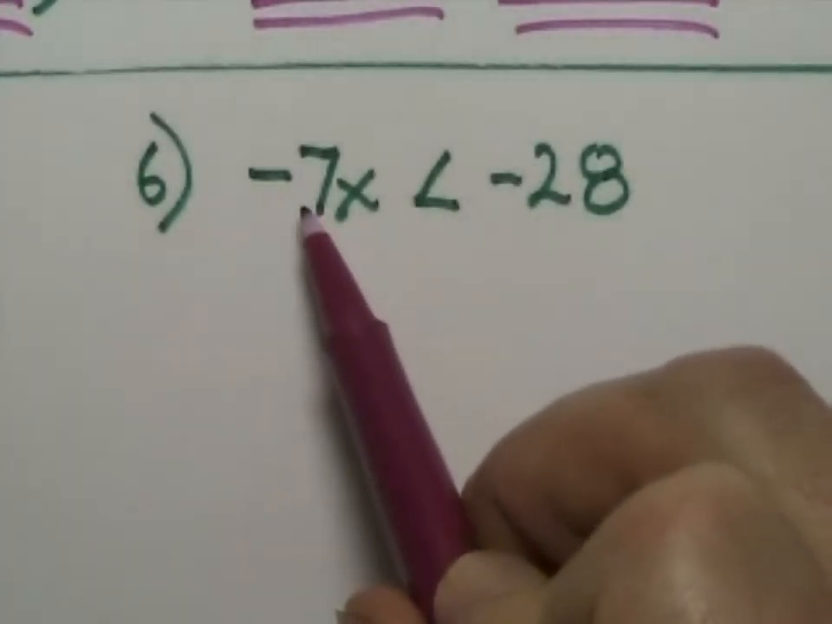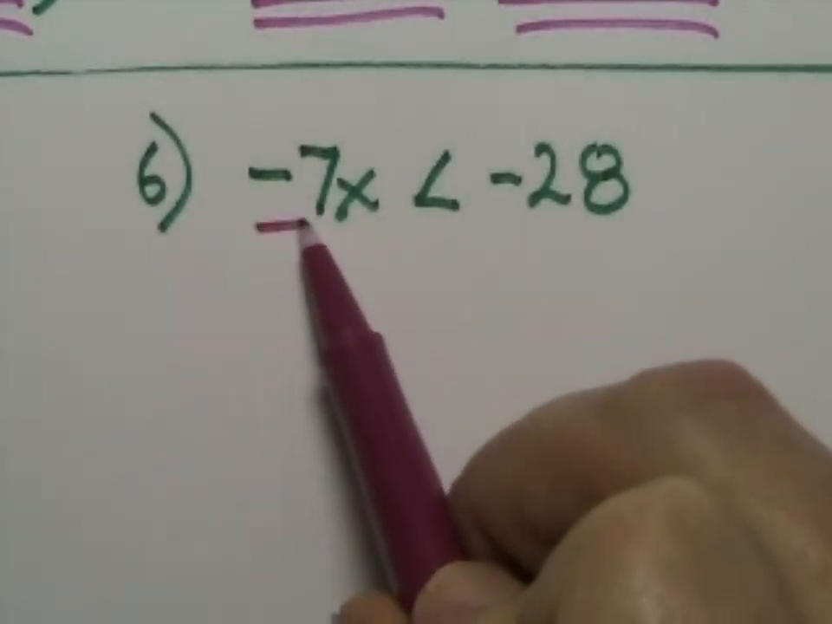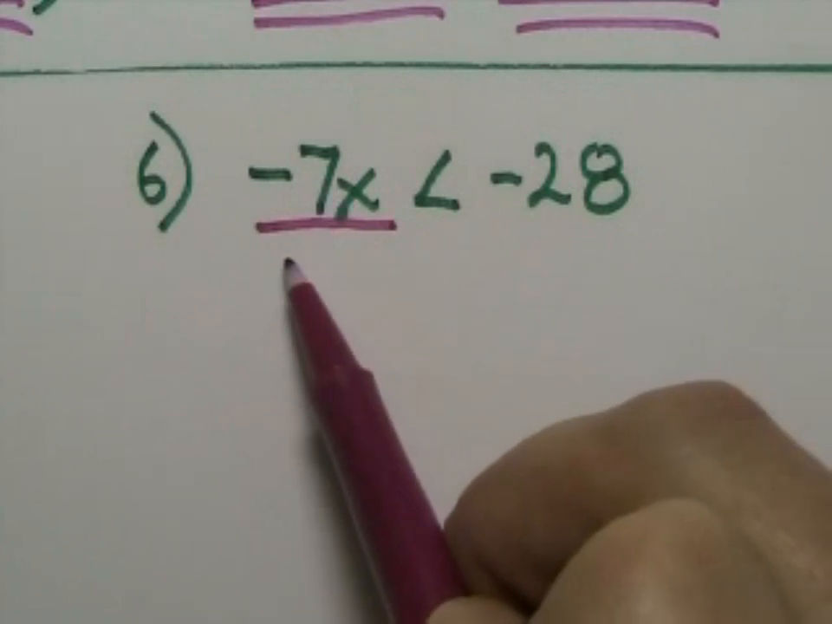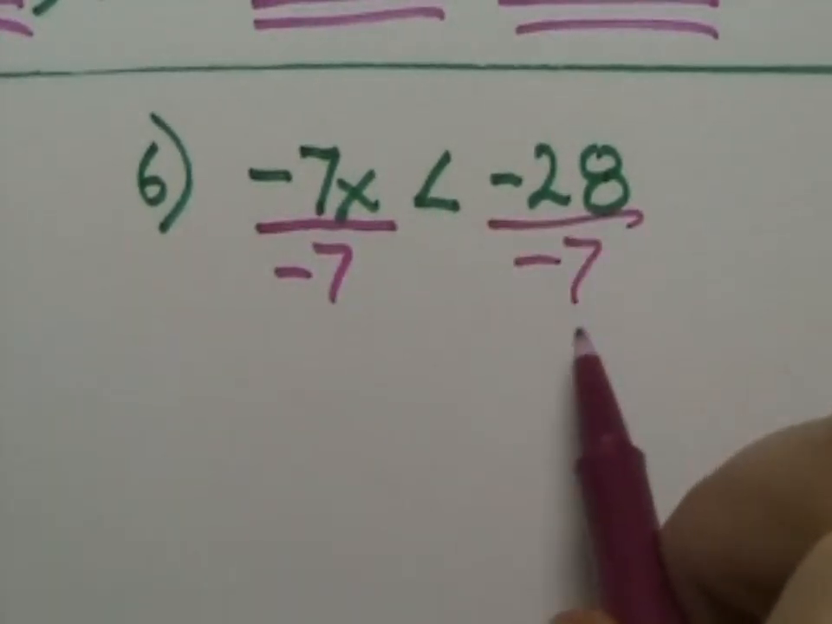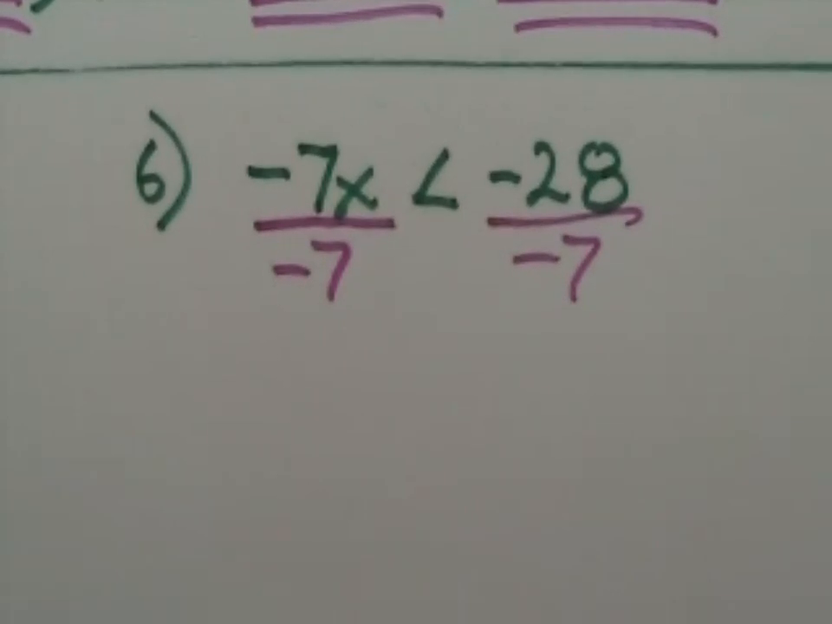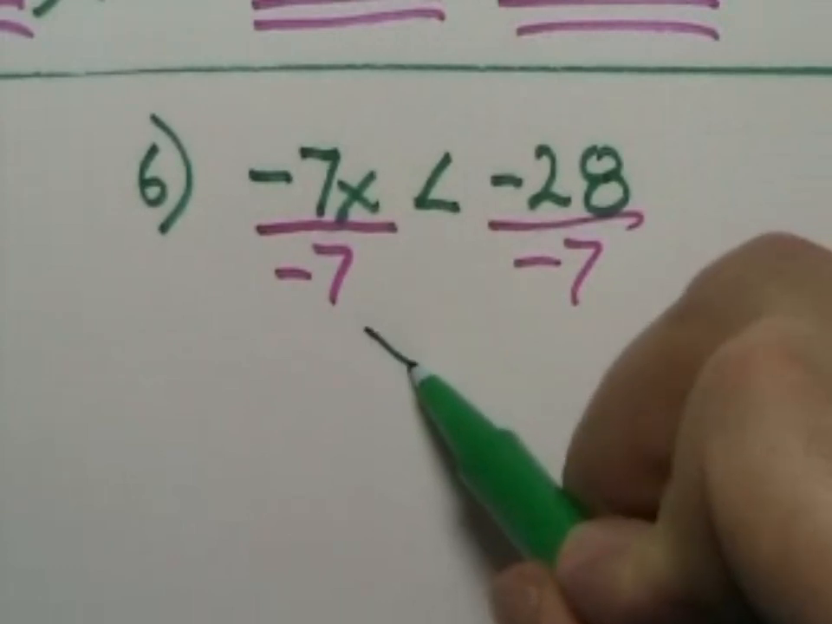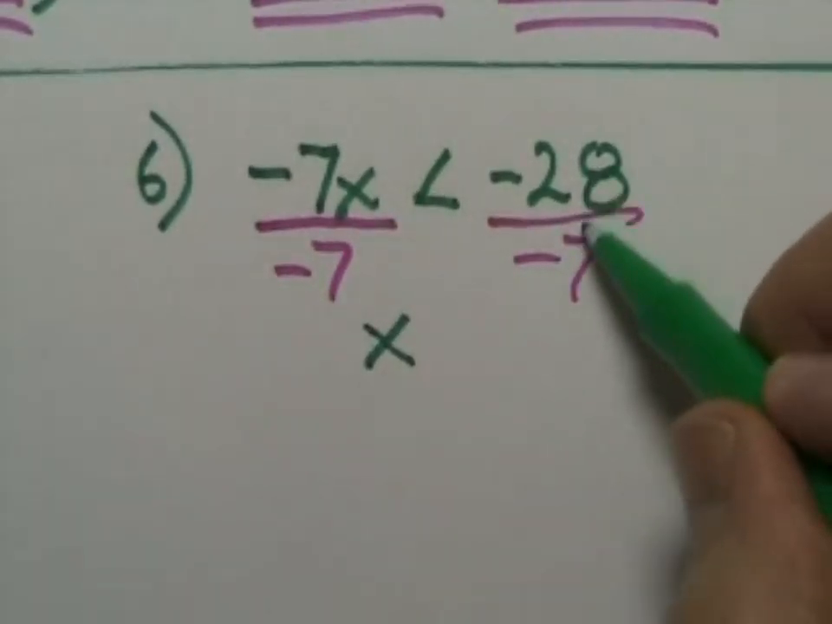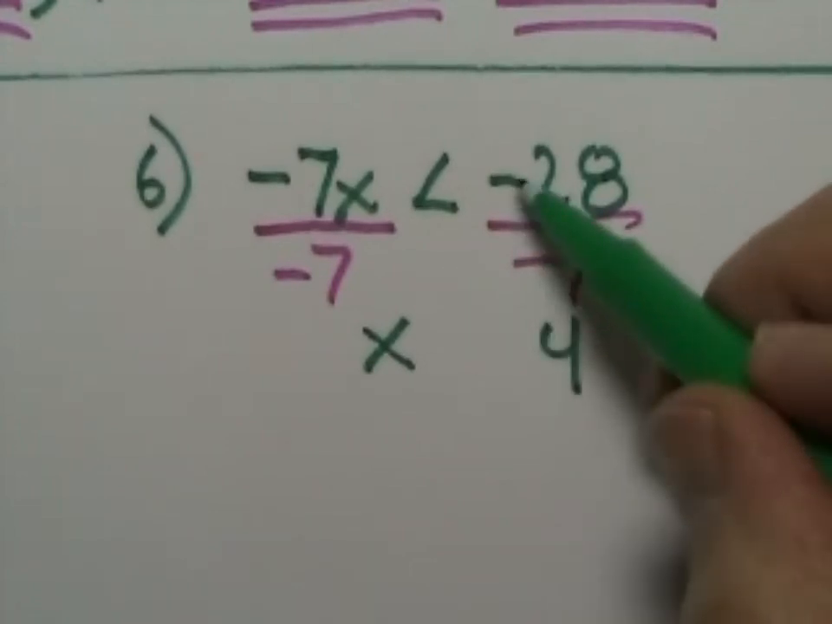Okay, I have -7 times x. So to get rid of the times, you have to do the opposite. You have to divide. To get rid of the -7, divide by -7. Let's do that to both sides. So that reduces to 1. 1 times x is x. And 7 goes into 28 4 times. Only this time the negatives cancel.